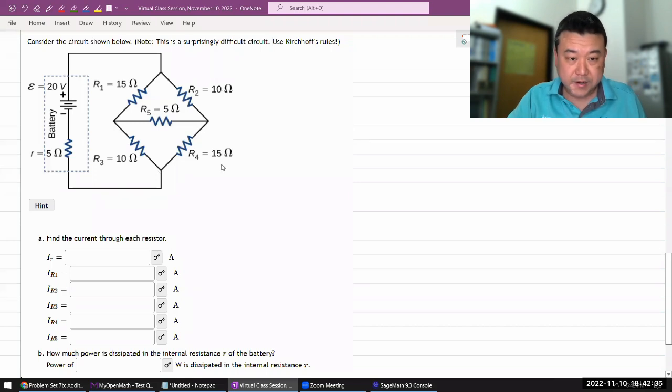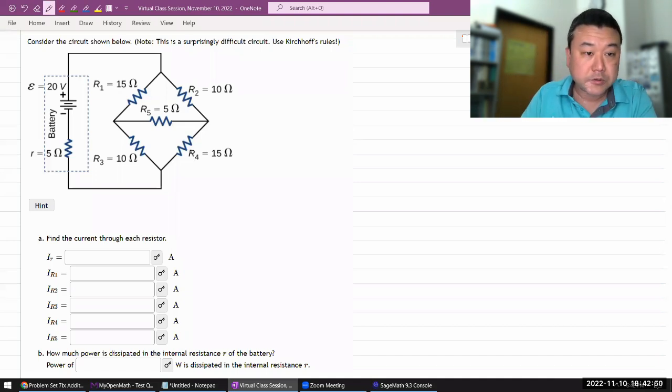If these resistances were swapped, then it might be easier because you can use symmetry, no current is flowing through here, and so on. But because of this asymmetry, it's going to be a difficult circuit. So really the only way to approach this is to use Kirchhoff's rules.